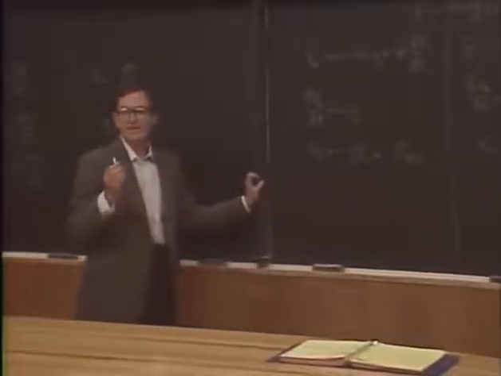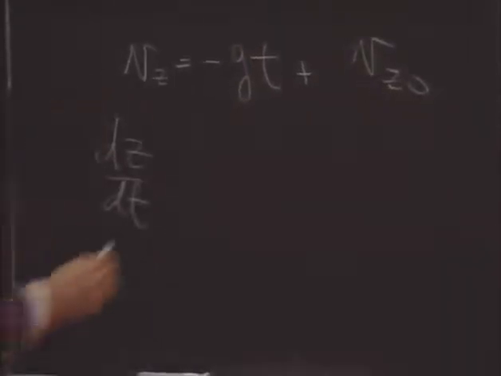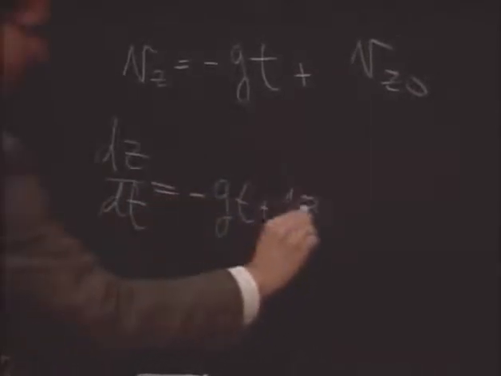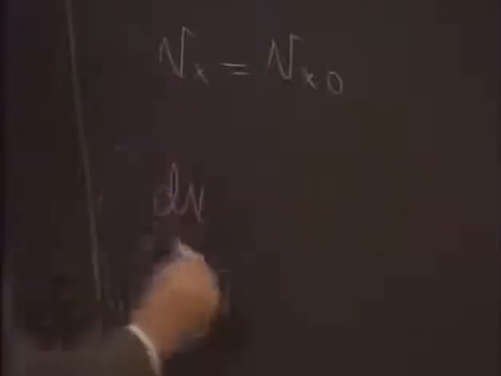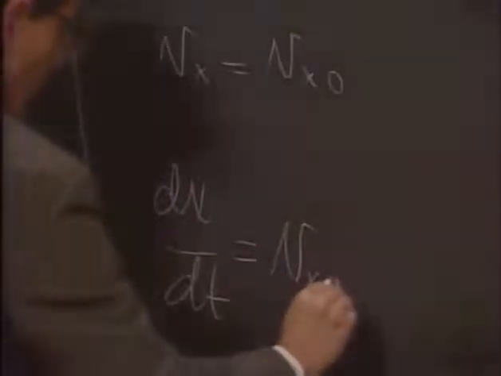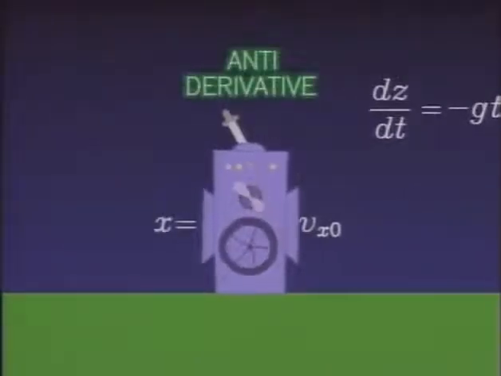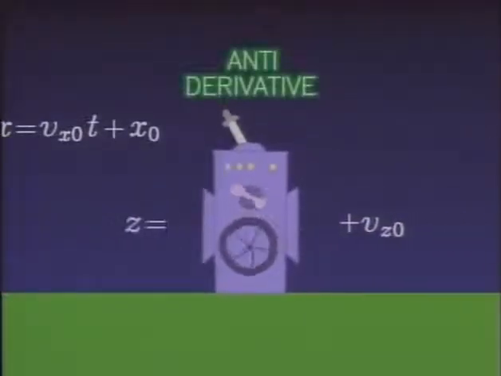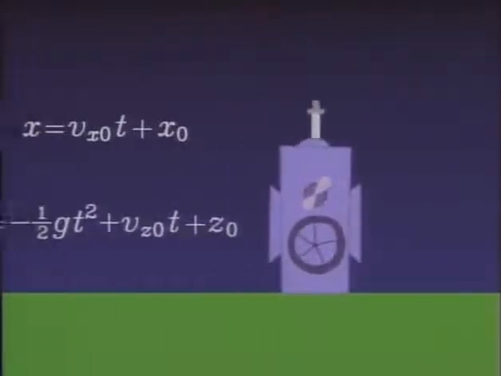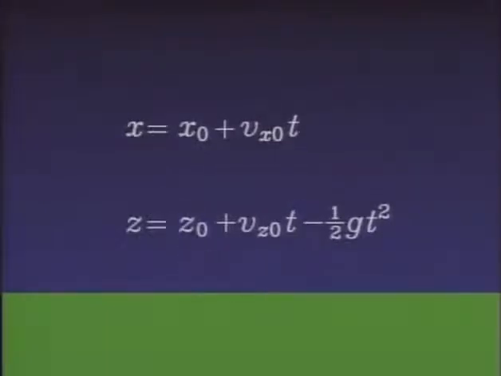What we need to know is z and x. And what we know instead is dz/dt, because that's just vz, equal to minus gt plus vz naught, and dx/dt, because that's just vx, equal to vx naught. Minus a half g t squared.